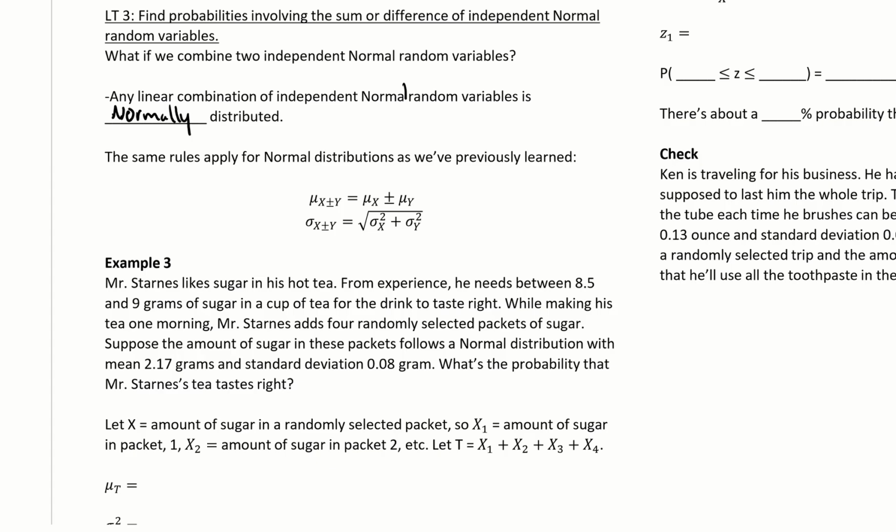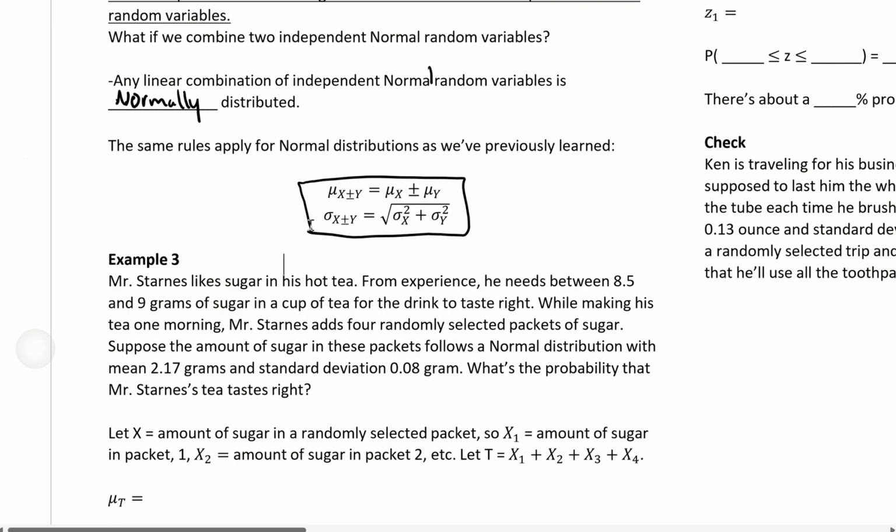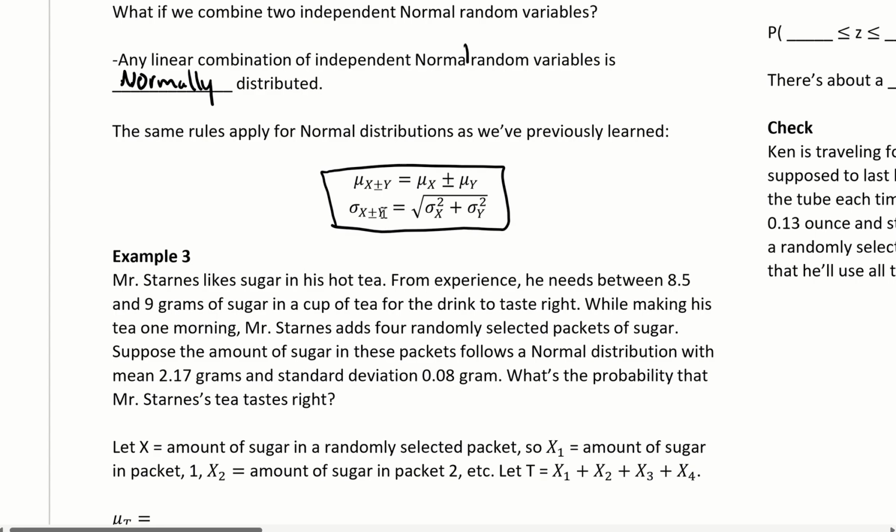And so the same rules apply. We have the same general rules. If you add or subtract the variables, then that result is going to apply to the means. When you calculate the standard deviation, it's still going to be the Pythagorean sum, right? The square root of sigma squared plus sigma squared. Okay, so those rules still apply.